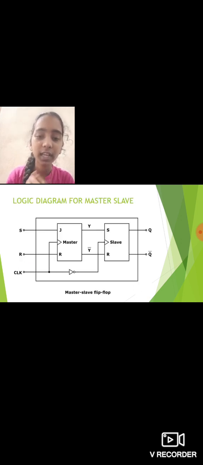Here is a logic diagram for the master slave flip flop. When the clock pulse CLK is 0, the output of the inverter is 1. Since the clock input of the slave is 1, the flip flop is enabled and output Q is equal to Y, while Q bar is equal to Y bar. The master flip flop is disabled because CLK is equal to 0.